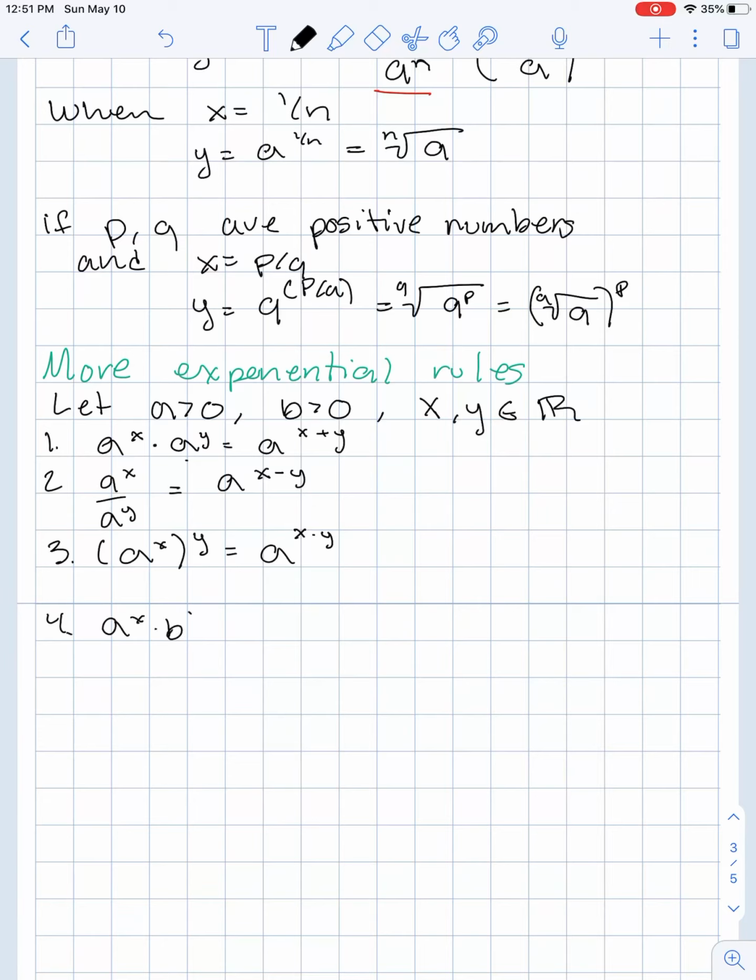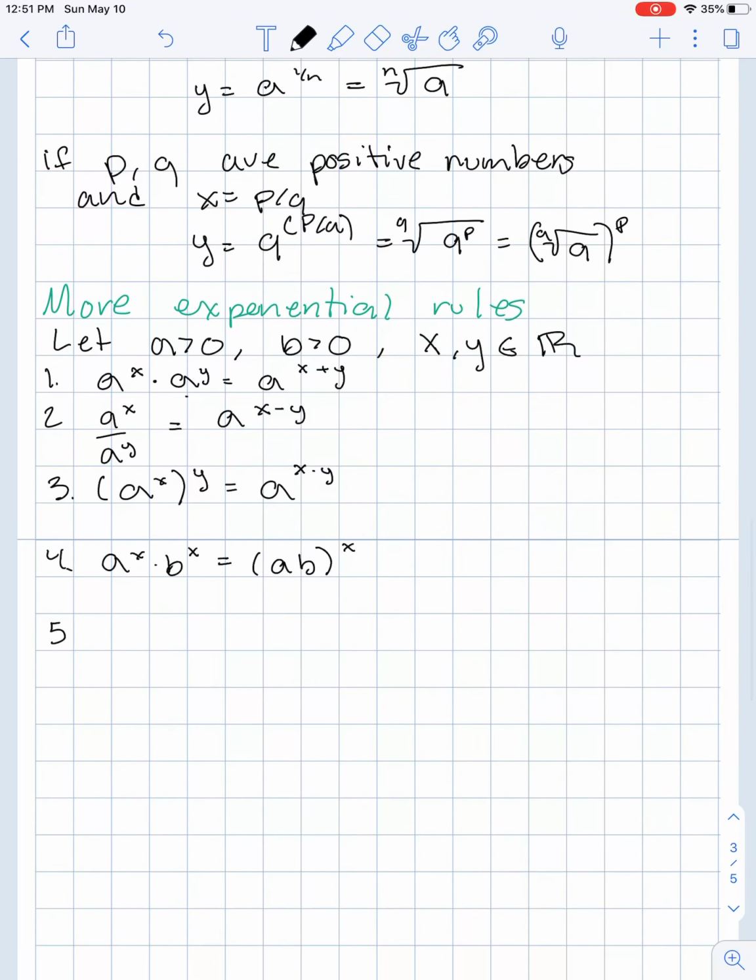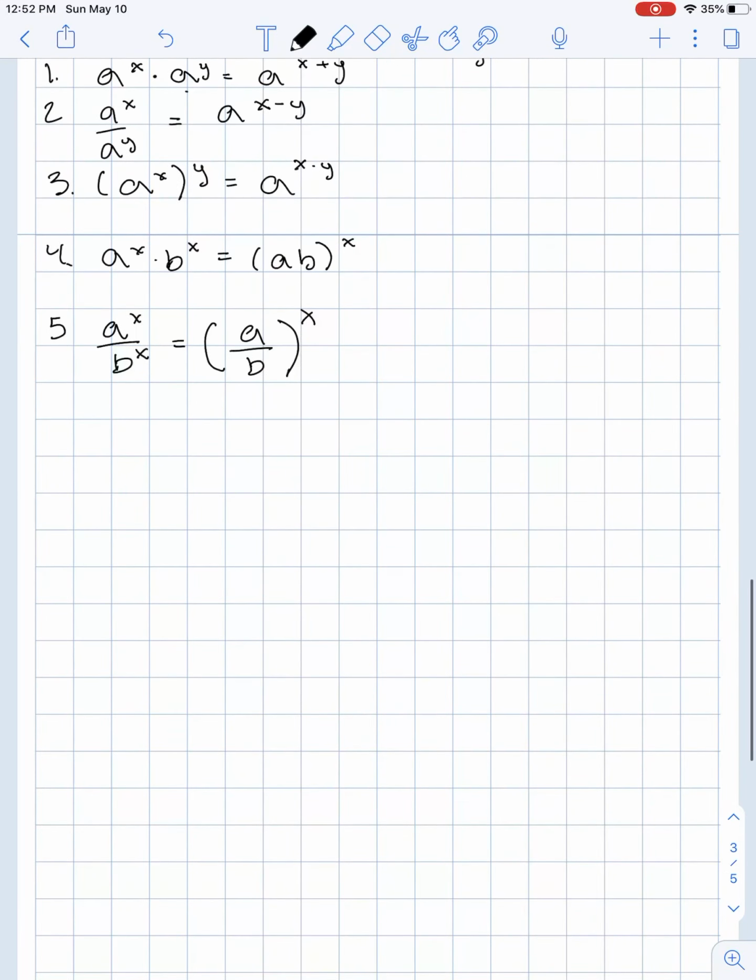Alrighty. Fourth rule, I have a to the x times b to the x. So now my bases aren't the same, but my exponents are. I can collect that exponent, so I'll have a times b, that whole thing to the x. And then our last one, if I have a to the x over b to the x, I can pull out that x and I get a divided by b, the whole thing to the x. Alrighty? These are very important. You'll use them a lot this semester, so I highly suggest jotting them down. So let's do a few examples.